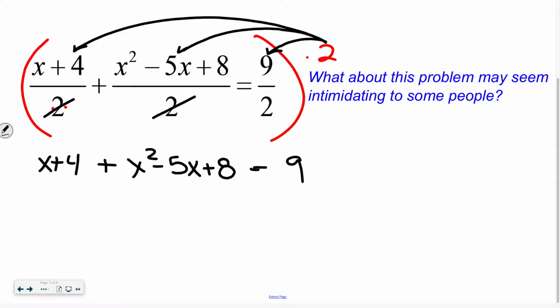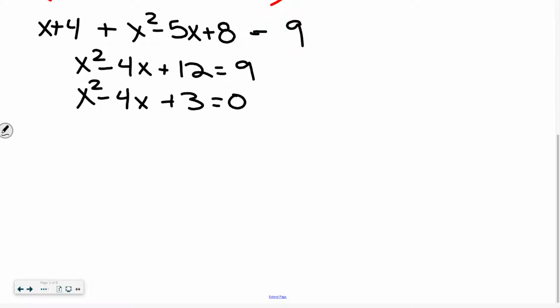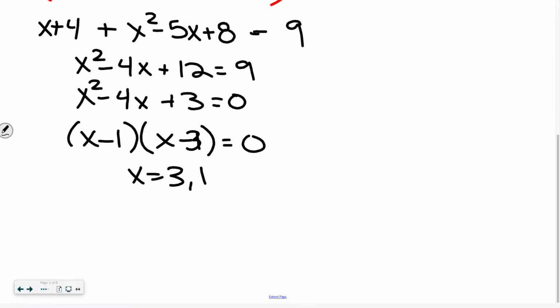It has x squared and x in it, so I'm going to be thinking about potentially factoring a quadratic. I would, of course, group my like terms, make one side equal to 0. Plus 3, right? And do you have factors of 3 that would combine to make negative 4? Negative 3 and negative 1. Oops. So x equals 3 and x equals 1.